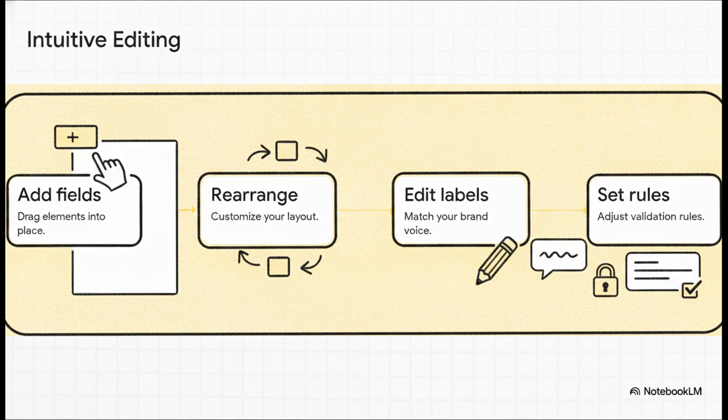You can easily rearrange the layout so it fits your specific page design beautifully, customize the text labels to match your brand's unique voice, and adjust validation rules, like say making a phone number field absolutely mandatory. And the absolute best part? Everything updates in a real-time live preview. What you see on your screen is exactly what your website visitors are going to see.